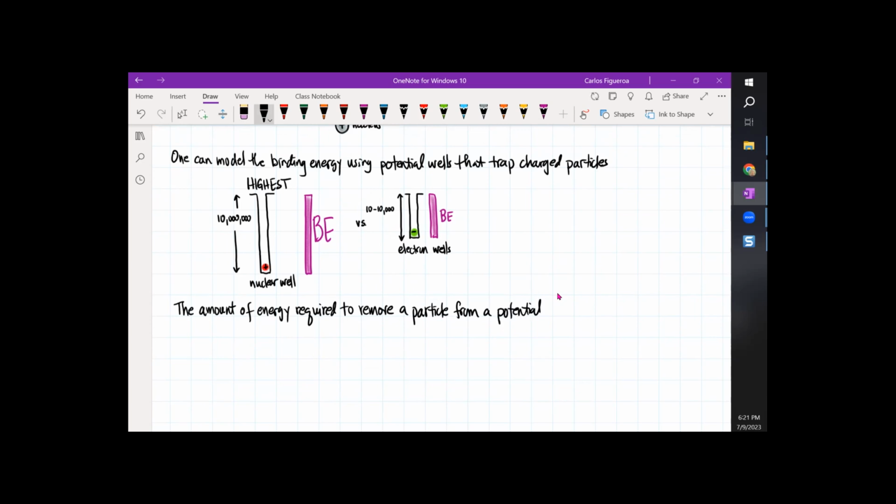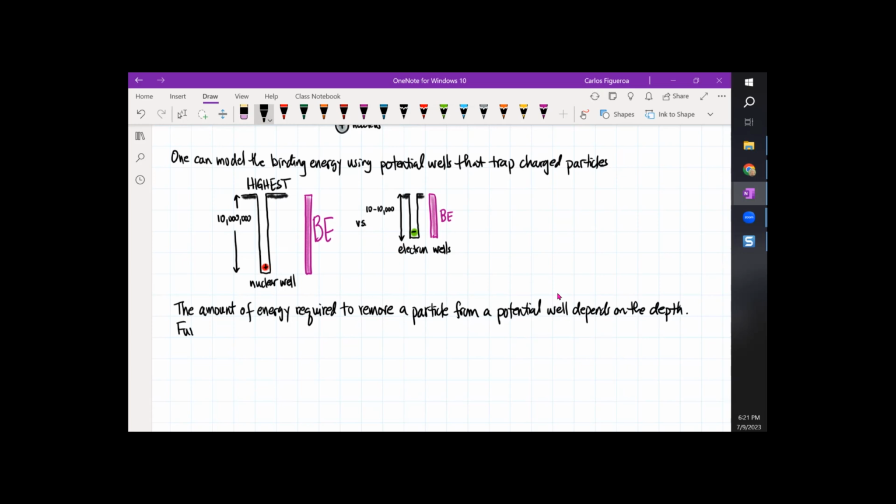By the way, when I think about a potential well, I'm thinking that this right here represents the ground level, that this is at 0 right there, which I didn't say before. So this is at 0. They're stuck sort of like in the ground. So removing a particle from a potential well depends on the depth. Of course they depend on the depth.